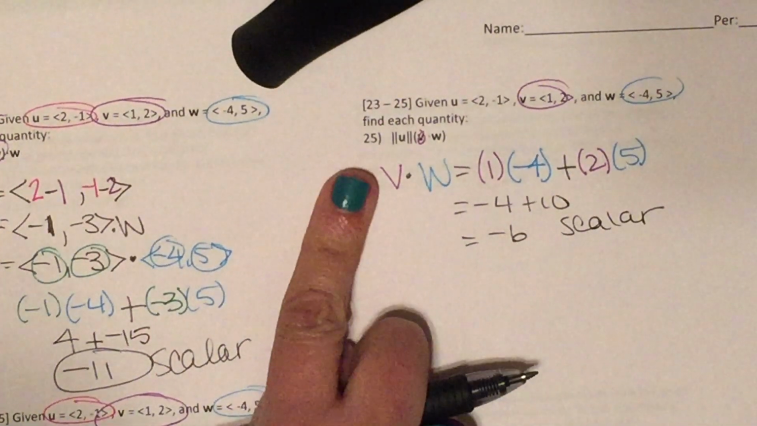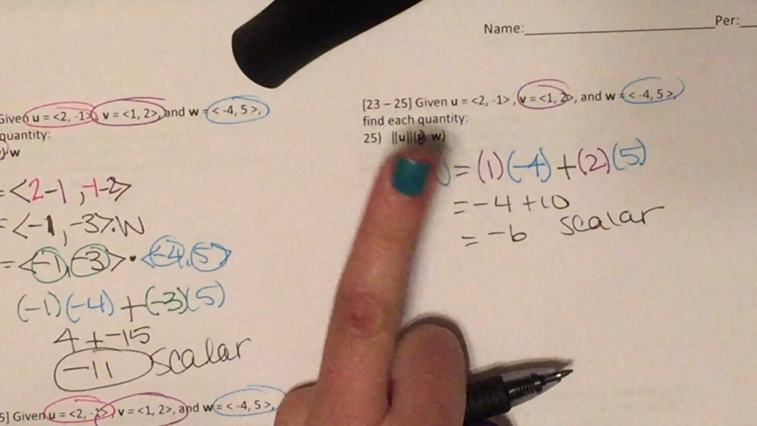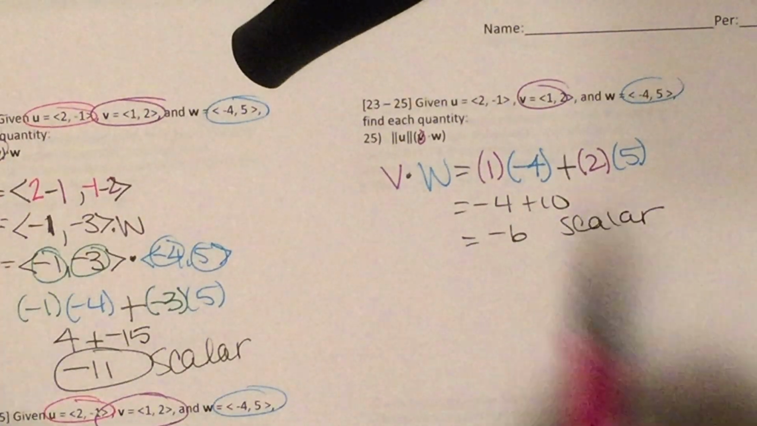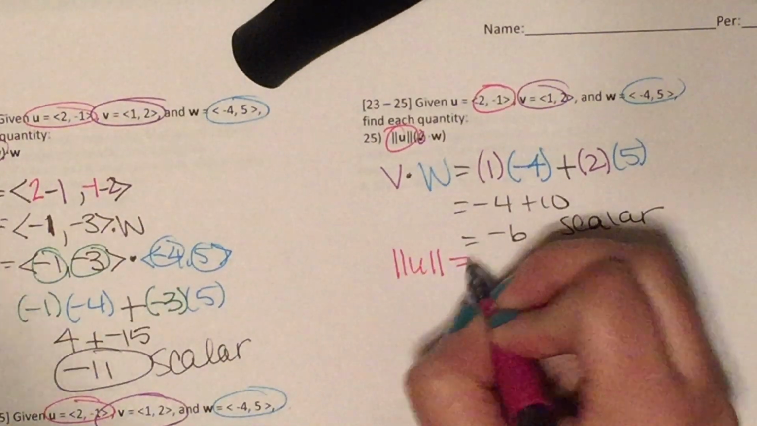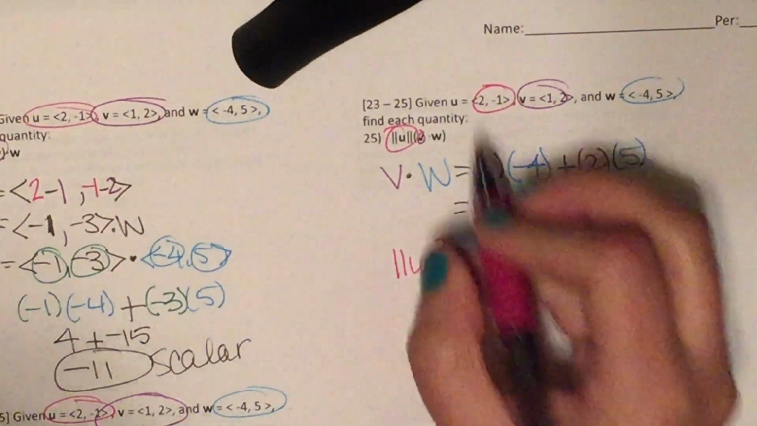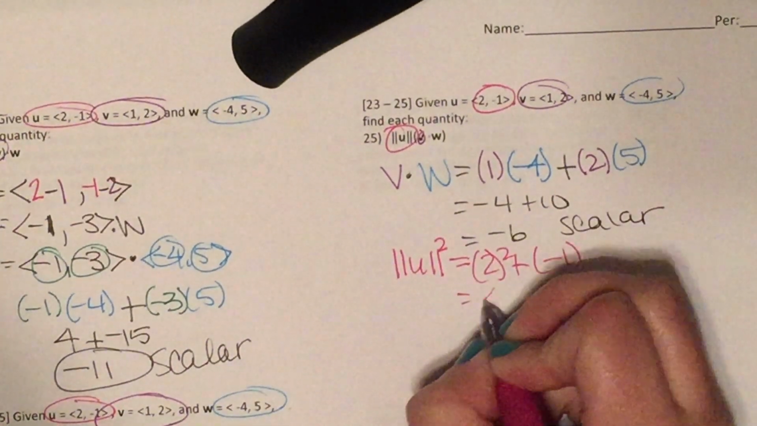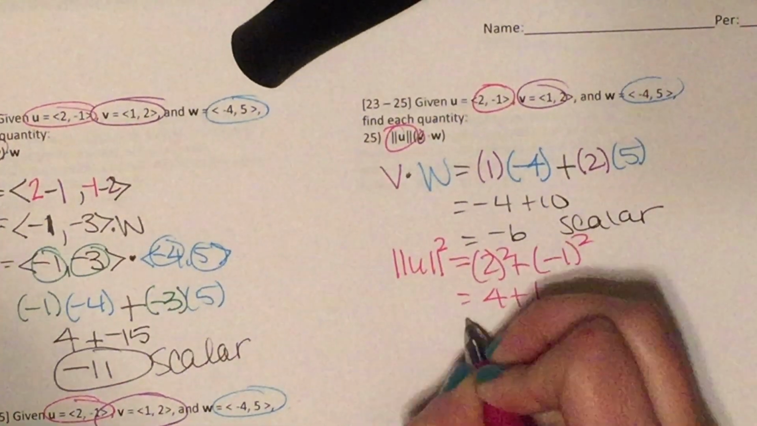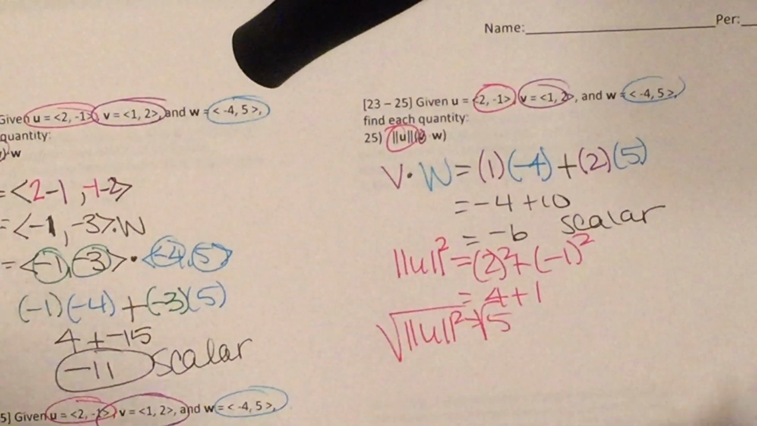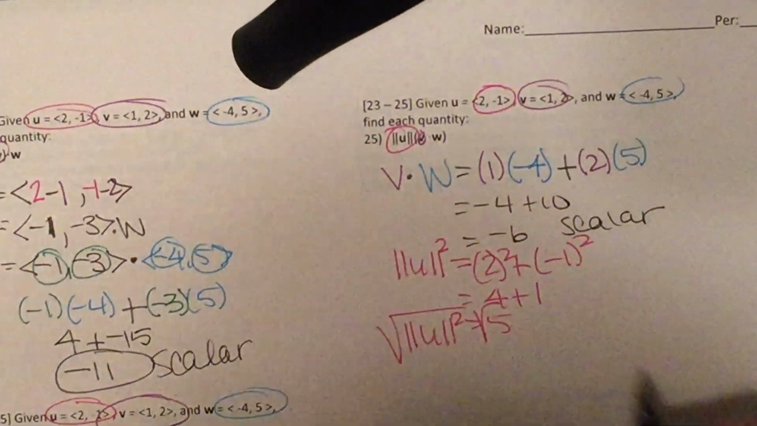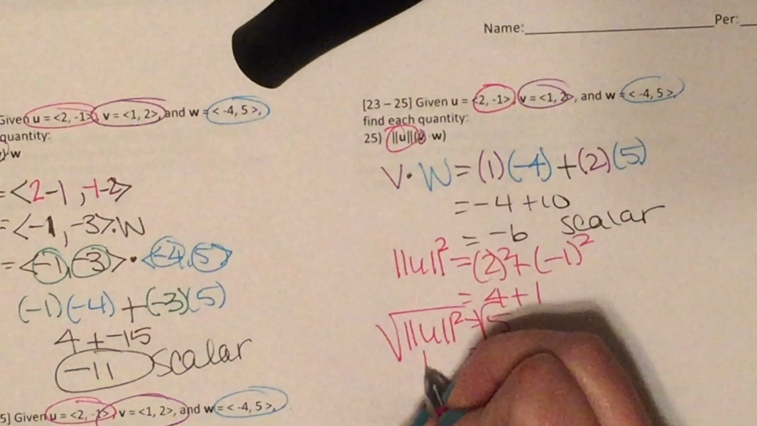Then we need to find the magnitude of u, because I can't multiply this with that until I do my magnitude first. So magnitude of u is equal to the square root of the horizontal squared plus the vertical squared. So that's 4 plus 1, which is 5, but I have to square root that. Make sure I'm still on screen. Yep. So this is square root of 5.